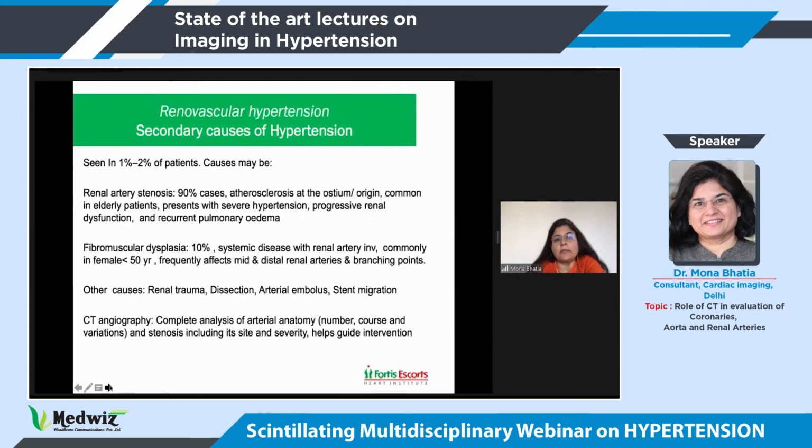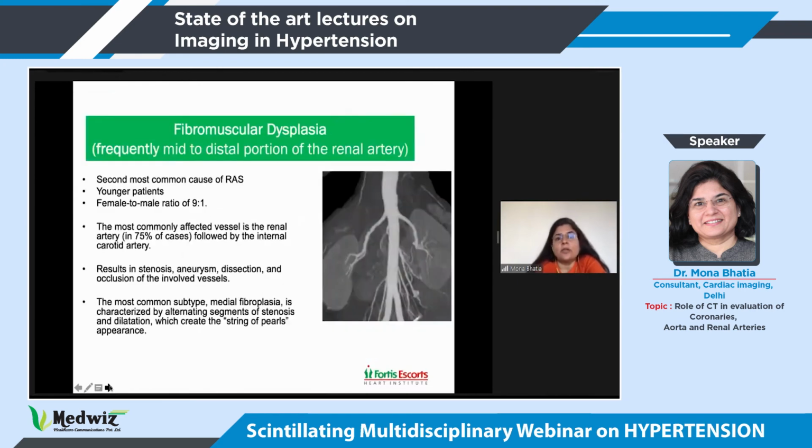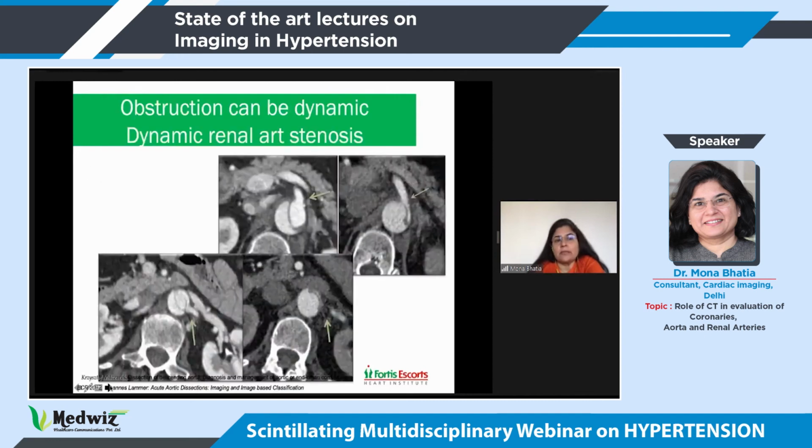Renovascular hypertension is basically a secondary cause of hypertension. You may have causes such as a renal artery stenosis. You may have fibromuscular dysplasia, which is frequently seen in the mid to distal portion of the renal artery. You may have renal artery dissection, where the majority are extensions of the aortic dissection, and there are isolated renal dissections, where complications of endovascular procedures or blunt abdominal trauma may exist.